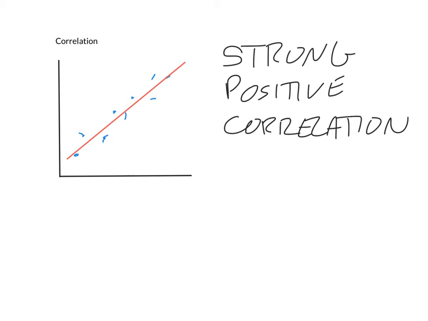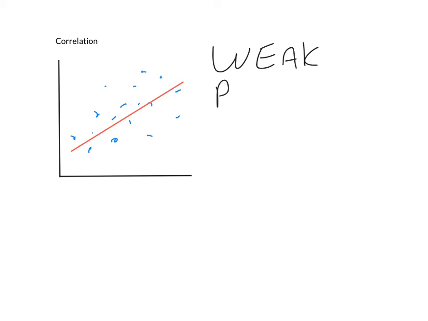Alright, so there's our strong positive correlation. We're going to go through the other types of correlation as well. Alright, so we'll look at our next correlation here. If we have our points and they're a little more spread out, like that, they still present an upward slope, but they're not as tightly packed. So when we put that line of best fit in there, our line doesn't do as good of a job of showing us the overall relationship. We would call that a weak positive correlation.